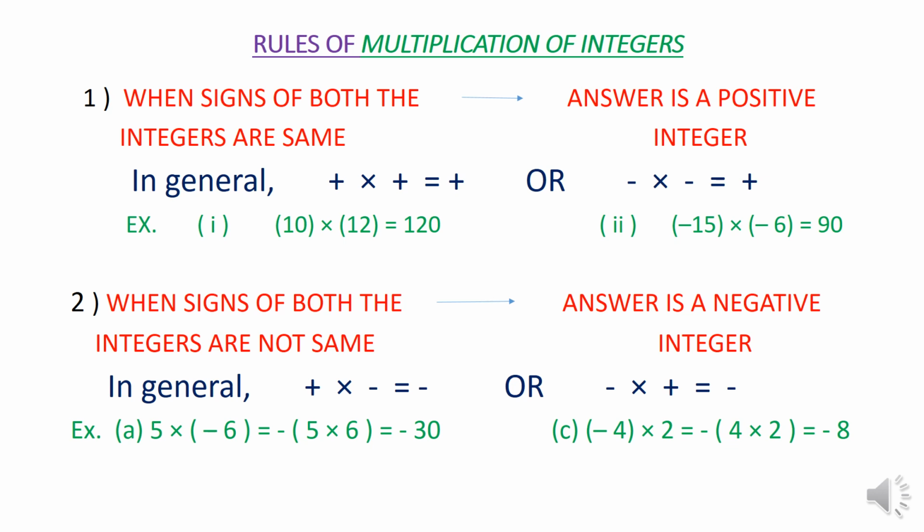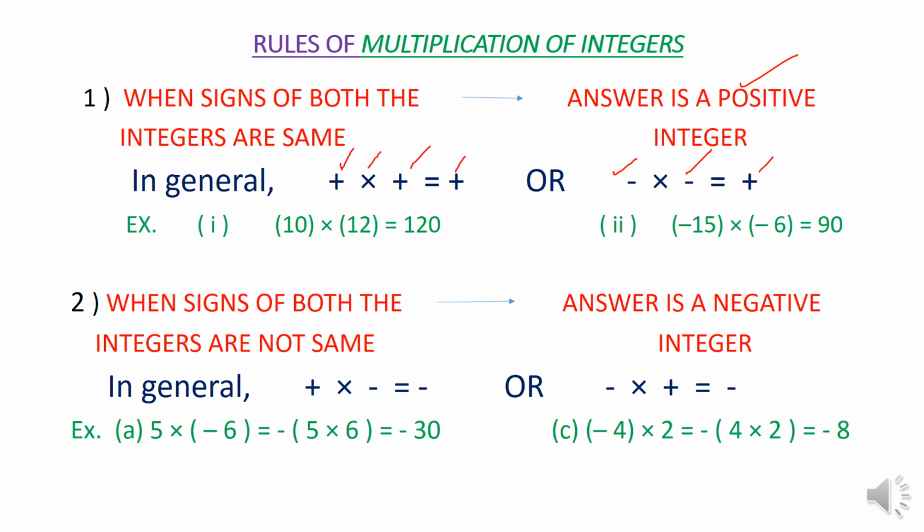Now, let us consider the rules of multiplication of integers, which are very important. So, let us consider rule number 1. When the signs of both the integers are the same, the answer you will get is a positive integer. So, here in general we can write plus multiplied by plus, the answer is plus, or minus integer multiplied by minus integer, you will get the answer in plus.